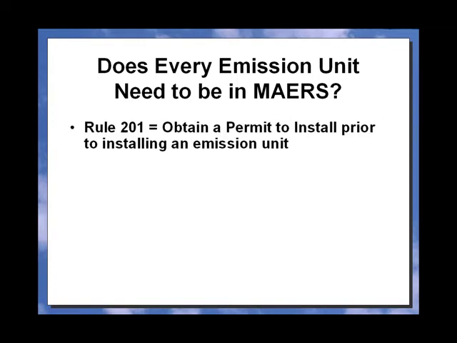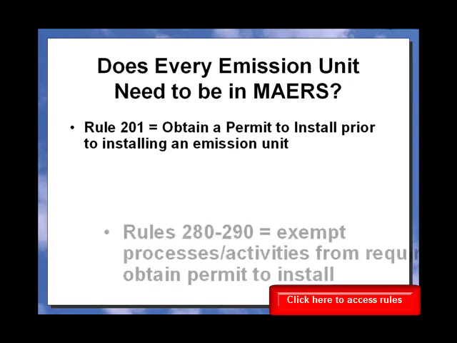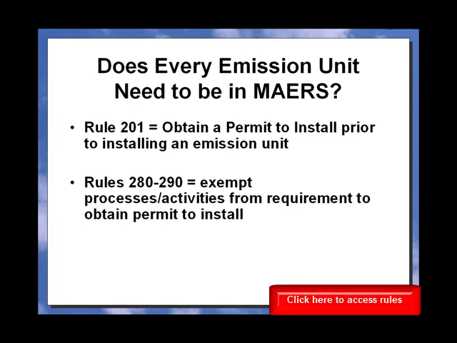Rule 201 of the Michigan Air Pollution Control Rules requires that you obtain a permit to install prior to installing or modifying an emission unit that emits an air contaminant. Rules 280 through 290 of the Michigan Air Pollution Control Rules exempt certain processes and activities from the requirement to obtain a permit to install. There are several exemptions in the rules for things ranging from smaller boilers, coal cleaners, cleaning and ventilation equipment, and some coating operations. So you'll have to check out those exemptions to see whether or not the activity or process is exempt from having to obtain a permit.